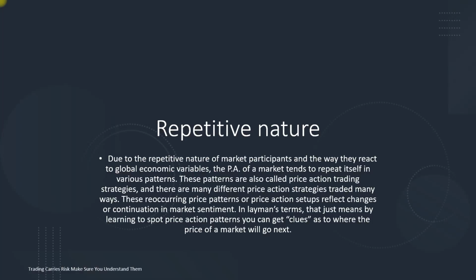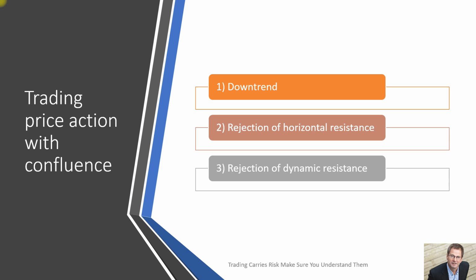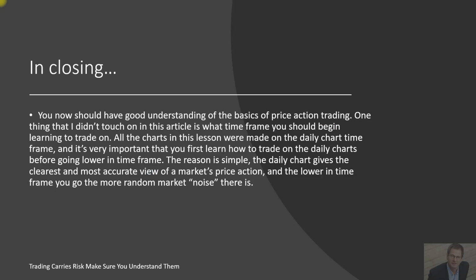Due to the repetitive nature of market participants and the way they react to global economic variables, the price action of a market tends to repeat itself in various patterns. Now, you can trade price action with confluence, say for a downtrend and a rejection of a horizontal level or a rejection of a dynamic resistance level.